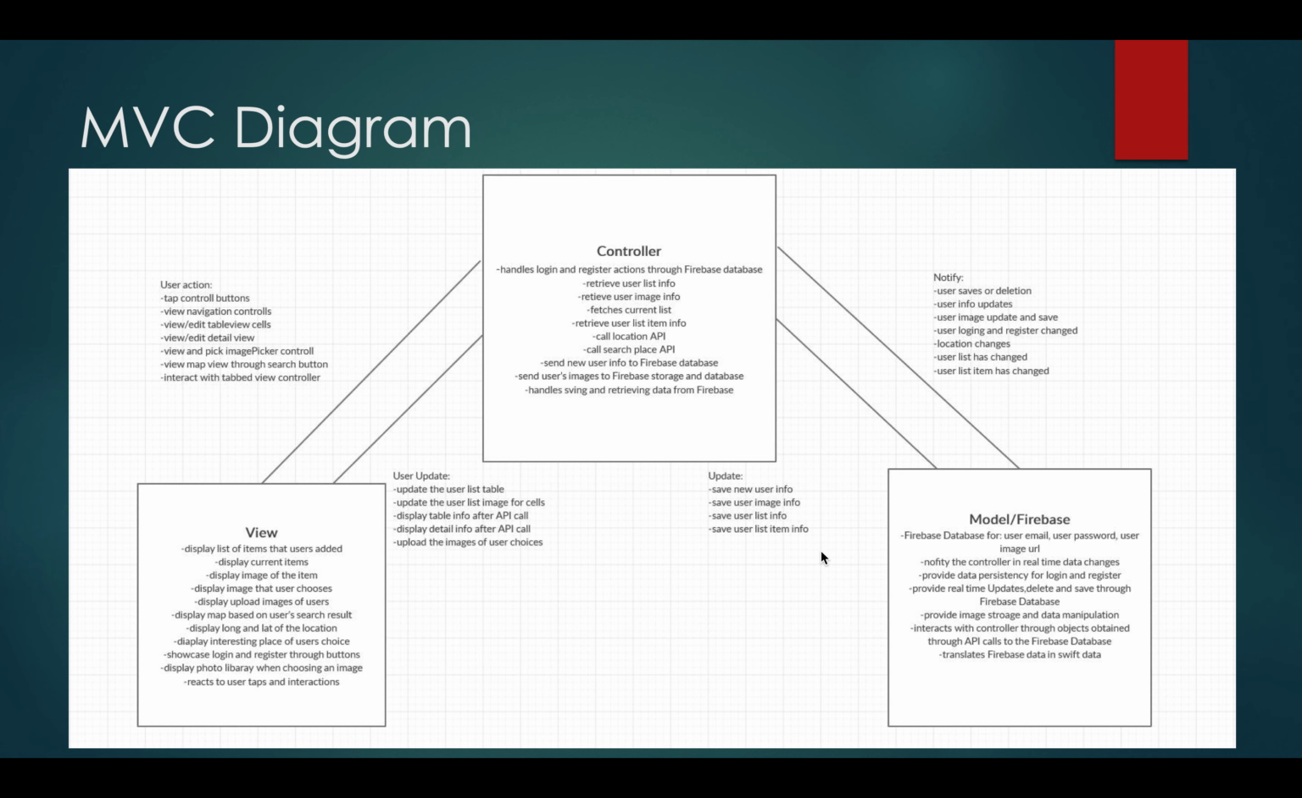For the list view, it's a table that just shows the list of items the user added. The detail view shows the details of the user's item and the image. They can choose an image from there to add to the list, and they can upload the image to Firebase, and they can click on the button to go to the map view. In the map view, they can search and show the longitude and latitude of the city.